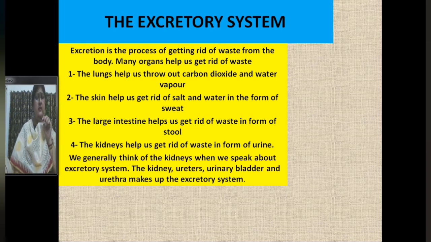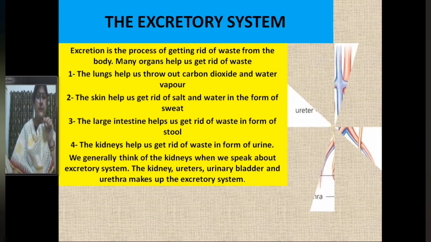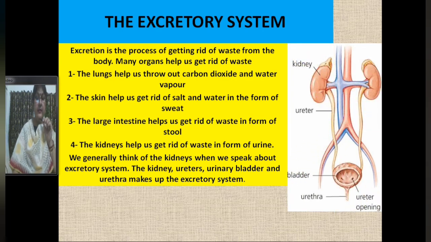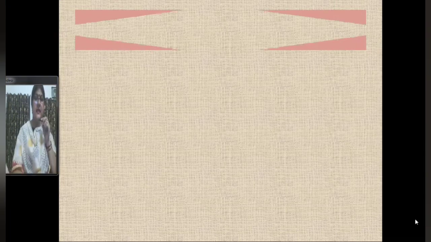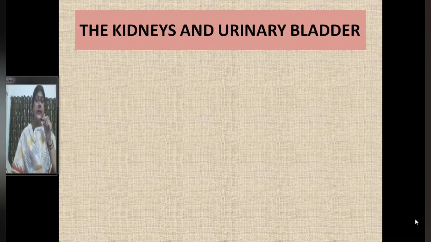We generally think that only kidneys work when we discuss excretion and the excretory system, but it is false. The kidneys, ureters, urinary bladder and urethra make up the excretory system. You can see in this picture. Let us see how the kidneys work.